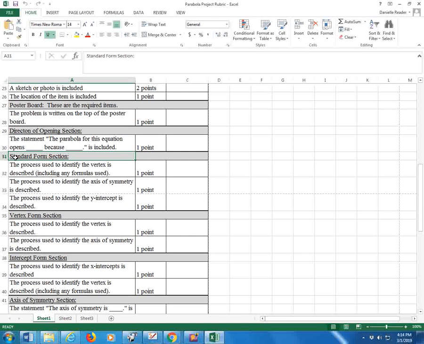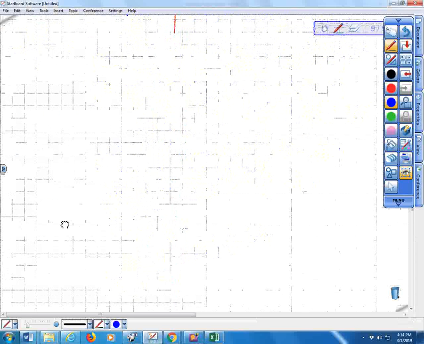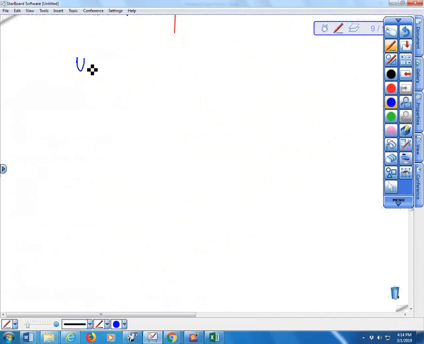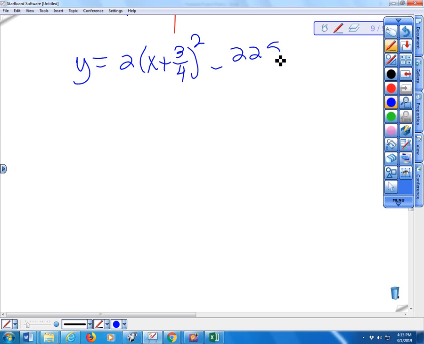Okay, in the vertex form section, the process used to identify the vertex is described. So let's go back. We haven't talked about that yet. Okay, this is my vertex form. Actually, there should be an a there. This is the general form of a parabola in vertex form. I don't have any numbers in it.